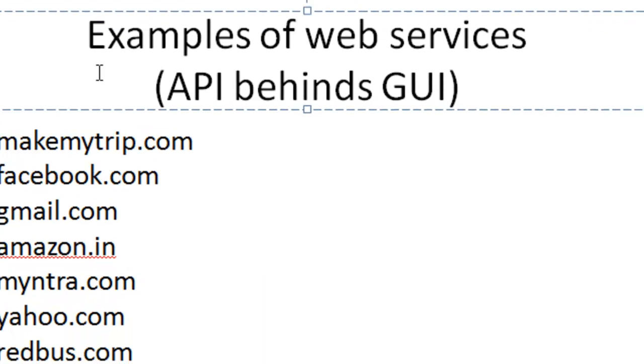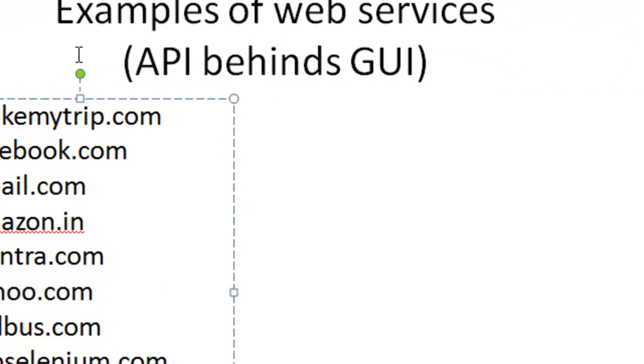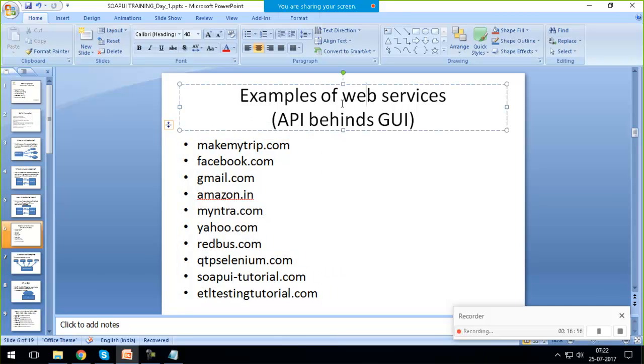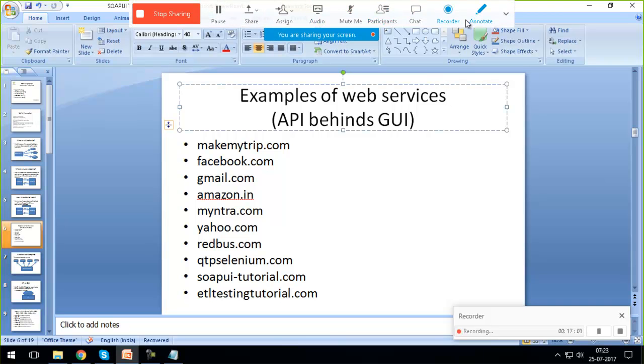Firstly we'll discuss these examples and then I'll come back to this line. What is this? Makemytrip.com, facebook.com, Gmail, Amazon. These all are what? SOAPUI tutorials, ETL testing tutorial, QTP, Selenium, redbus.com. Yeah, these all are my websites, right? These all are my websites. But we are here for web services. Now what is a web service? This is the thing. What is a web service?